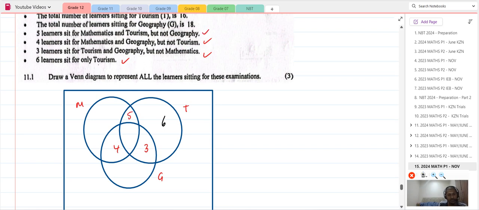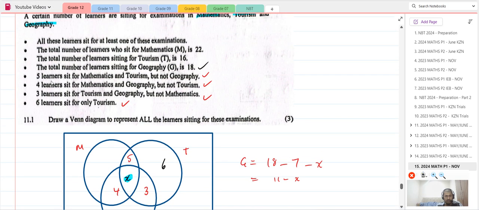The total number of learners sitting for geography is 18. I think this is going to be X. So the total number of learners sitting for geography, the entire circle of geography, is 18. So 18 minus 7, and then we need to minus the X for geography. 11 minus X. So we put 11 minus X. So if you total all, you will get 18.